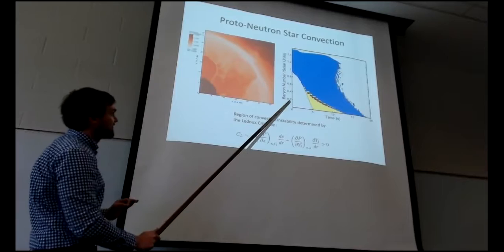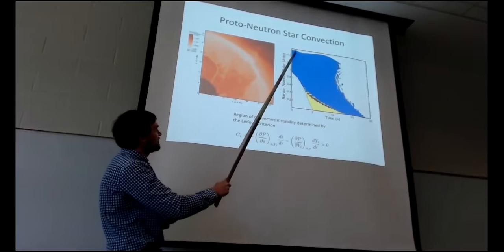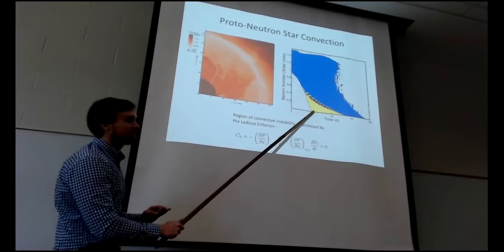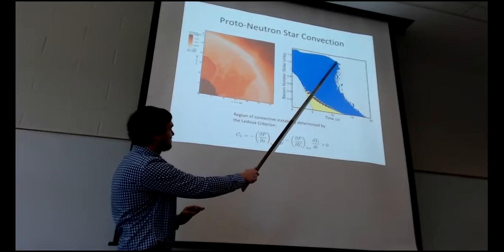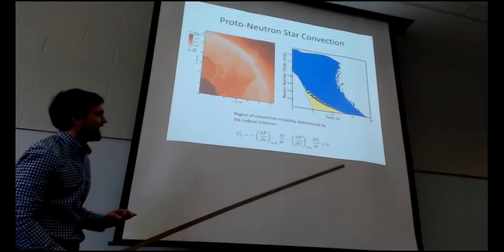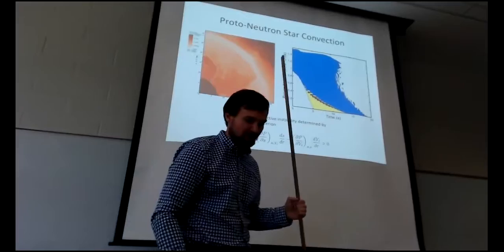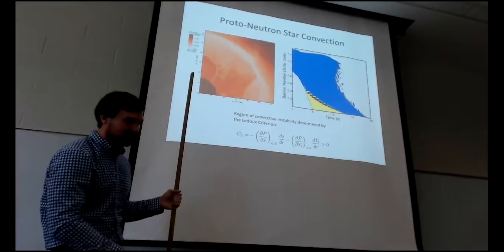And so you can see that the outer regions are convectively unstable at early times, but convection, at least for this particular model, eats its way into the core by 8.5 seconds and stays going near the surface until maybe 10 seconds, at which time it sort of ends throughout most of the star. And then you expect that you're just going to have this diffusive cooling, diffusive neutrino cooling. And here's just a 3D model of a snapshot of this convection.